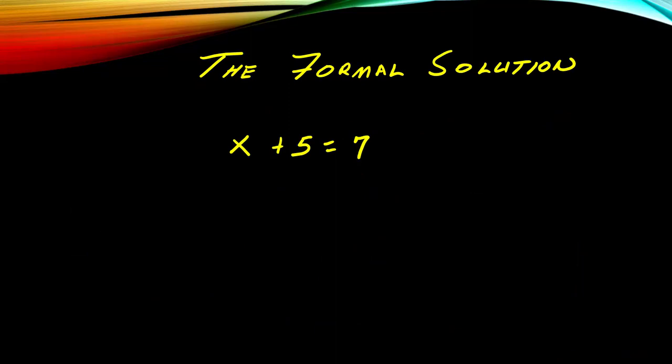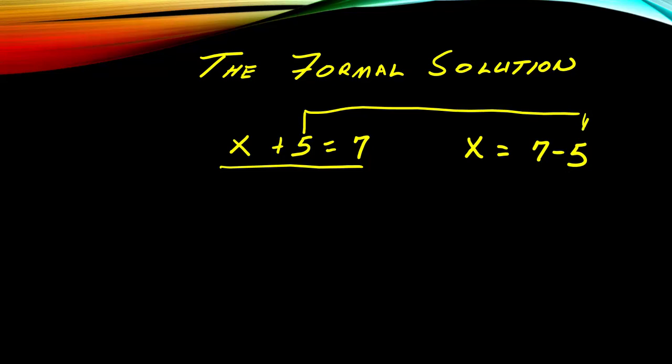We've done this problem already, and all we did was write an equivalent expression. We said x equals 7 subtract 5. And that was an equivalent expression of this, right? Remove the 5 to the right-hand side, and it changed the sign from a positive to a negative. But now let's do it formally.